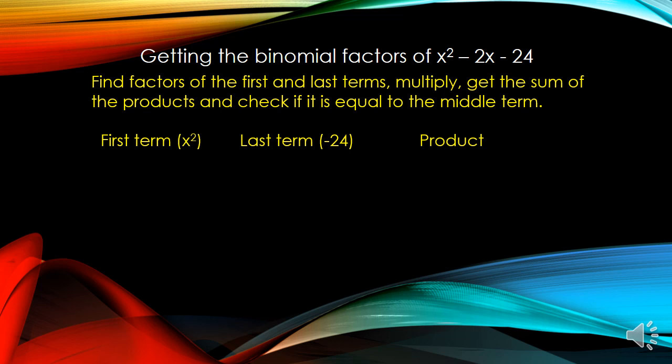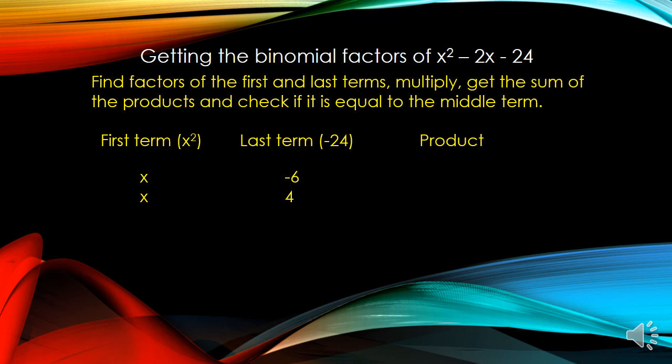What are the factors of x squared? Yes, it's x and x. How about the factors of negative 24? Well, it can be negative 1 and 24. It can also be negative 8 and 3 or negative 3 and 8. But here we consider negative 6 and 4.